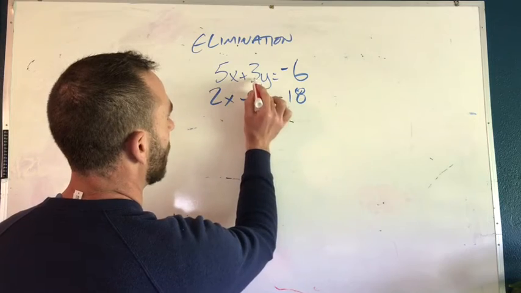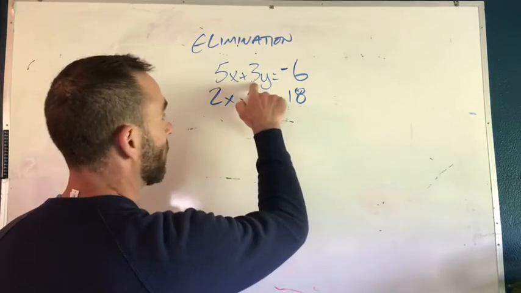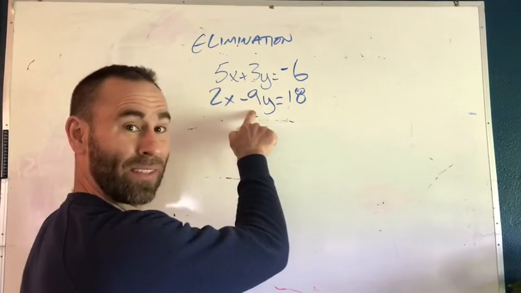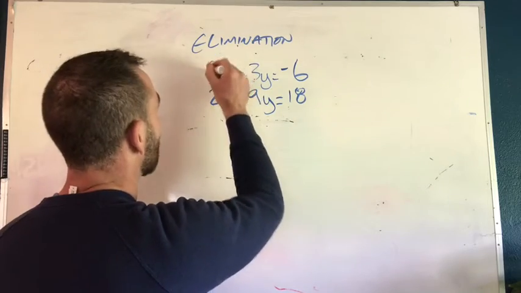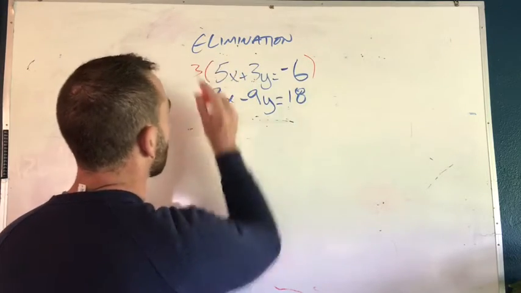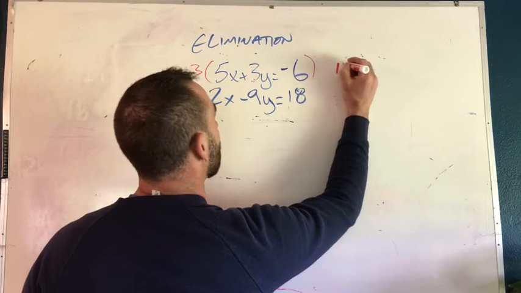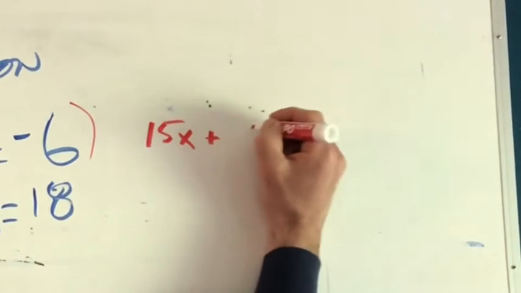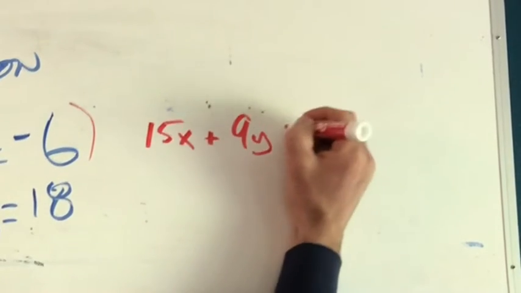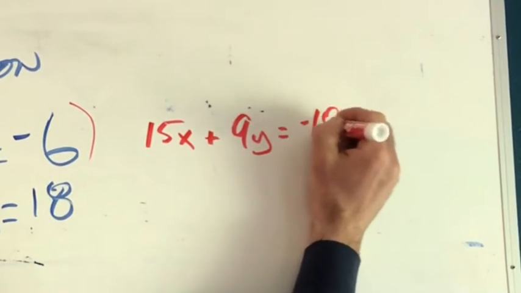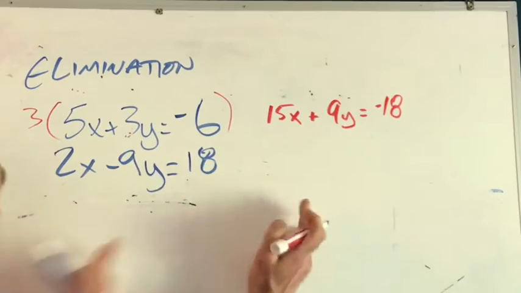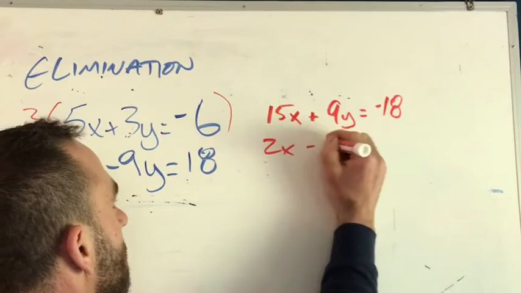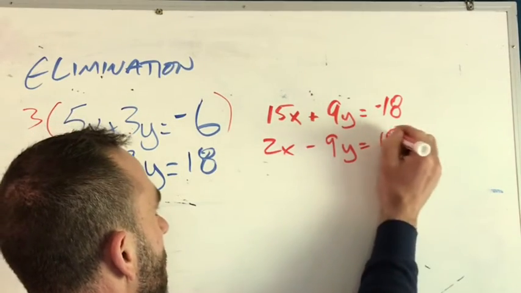So what I'm going to do is, I see this 3y here. I know if I multiply this 3 by 3, that would make it a 9, and then I could add that to negative 9 to cancel them out. So I'm going to take this whole equation up top, and I'm going to multiply it by 3. That gives me 15x plus 9y equals negative 18. And then this stays the same. 2x minus 9y equals 18.